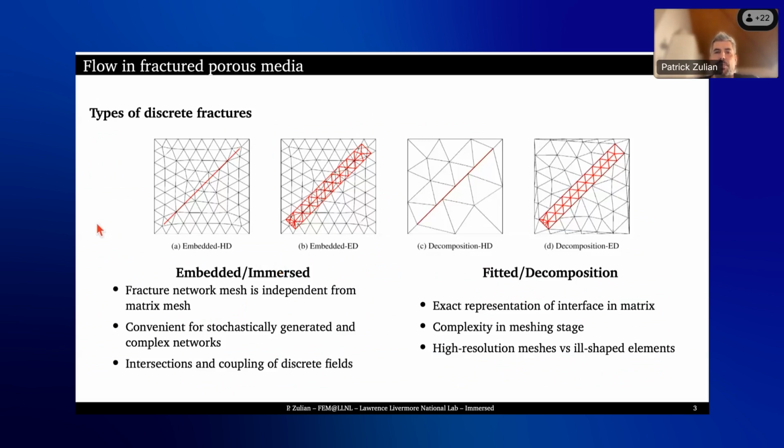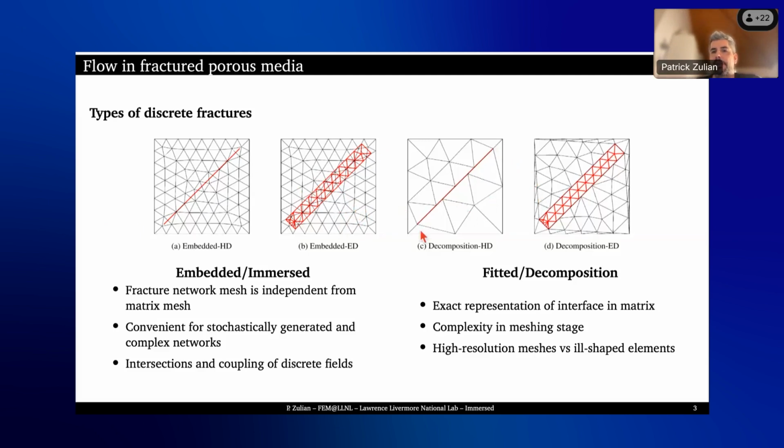We said we do immersed stuff, but there is also the other option, which is going for fitted or decomposition. On the left we see the embedded approach, where we immerse either a lower dimensional fracture, like here, or an equidimensional fracture in a background mesh. As you can see, the meshes are independent from each other. This is a convenient way, particularly for this application, because you can generate many fracture networks, and you don't have to deal with the meshing stage as you do for the other way, which is the fitted decomposition.